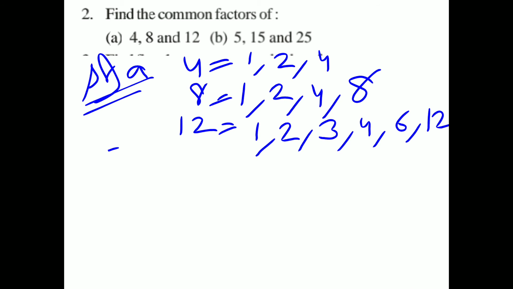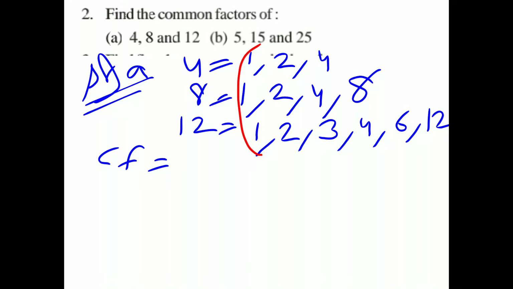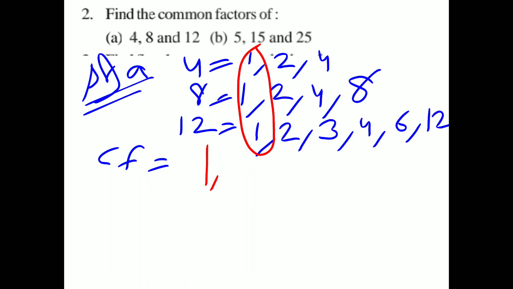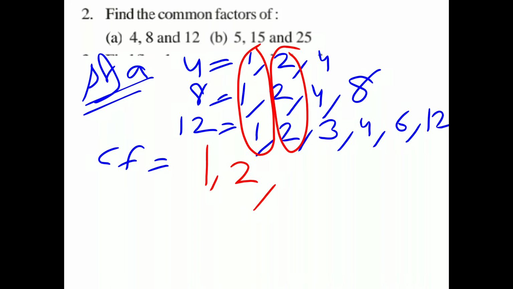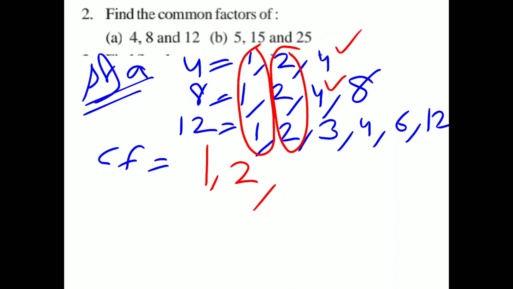Clear? Now we write down the common factors. Check out the common factors. 1 is present in all 3 numbers. 2 is also present. See. Now 4 also, here also, here also and here also. So common factors are 1, 2 and 4. Clear? Now we do B part.